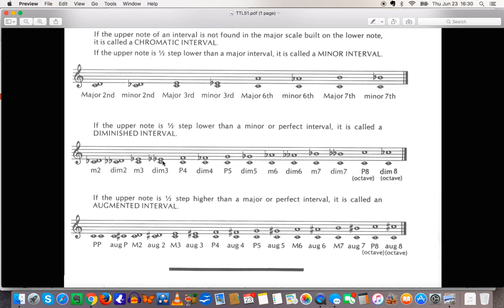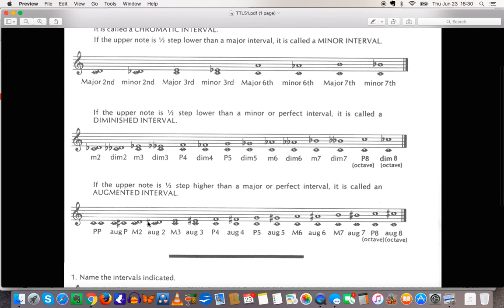So minor third, lowered a half step, you get diminished third. Okay, here's an example of a perfect interval being lowered by a half step to get a diminished interval. Okay, now if you raise any of the major intervals by a half step, or any of the perfect intervals by half step, you get an augmented interval.